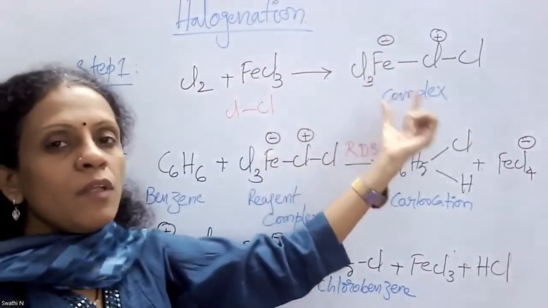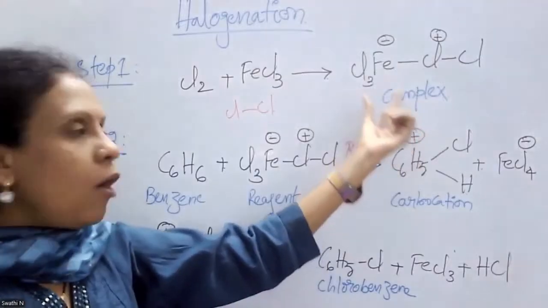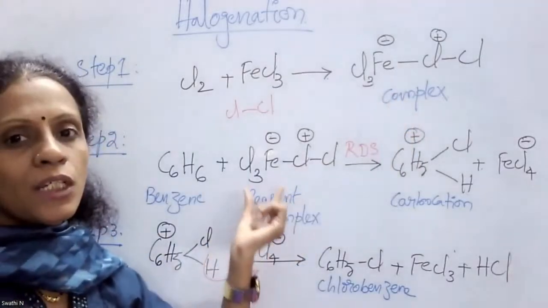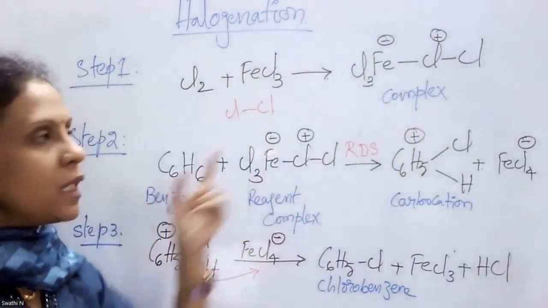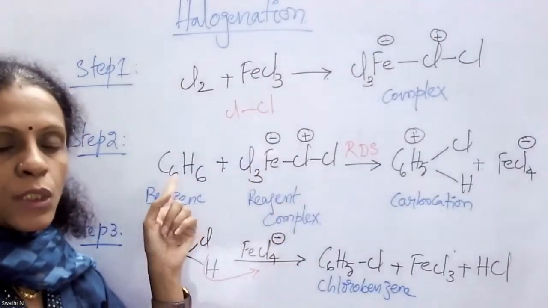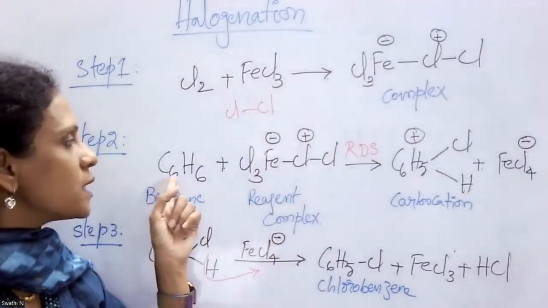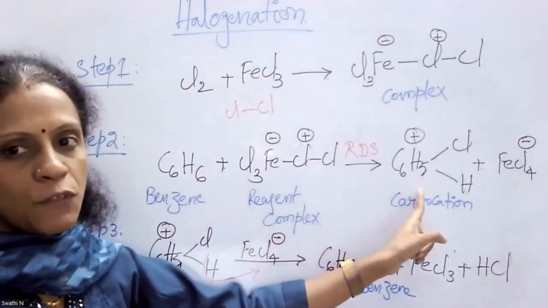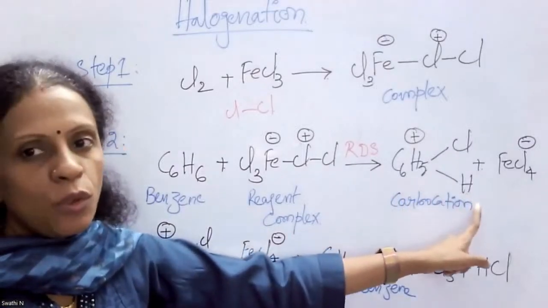So this is how there will be formation of an ionic complex. Now the formed reagent complex reacts with benzene. So the same structure is given here, and it reacts with benzene. When it reacts with benzene, out of C6H6, we have written C6H5 separately and H has been shown here.